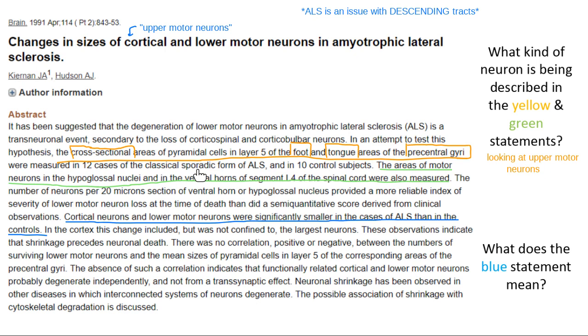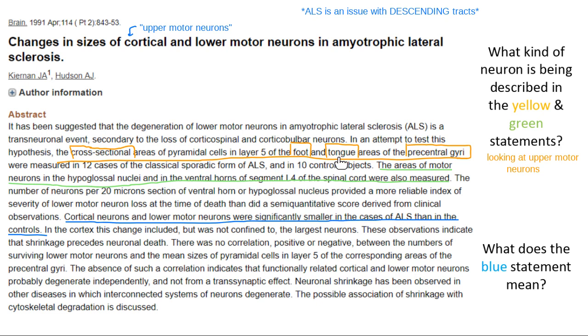So what this is telling us is 12 people who had no family history of ALS. They don't have genes that code for ALS. These were the patients that they studied. So they took a cross-sectional area, meaning they took a little slice out of the places on their precentral gyrus that corresponded with the foot and corresponded with the tongue. So if you go back to your lesson 11 packet, you could look at the motor homunculus, the space that was for the foot and the space that was for the tongue.